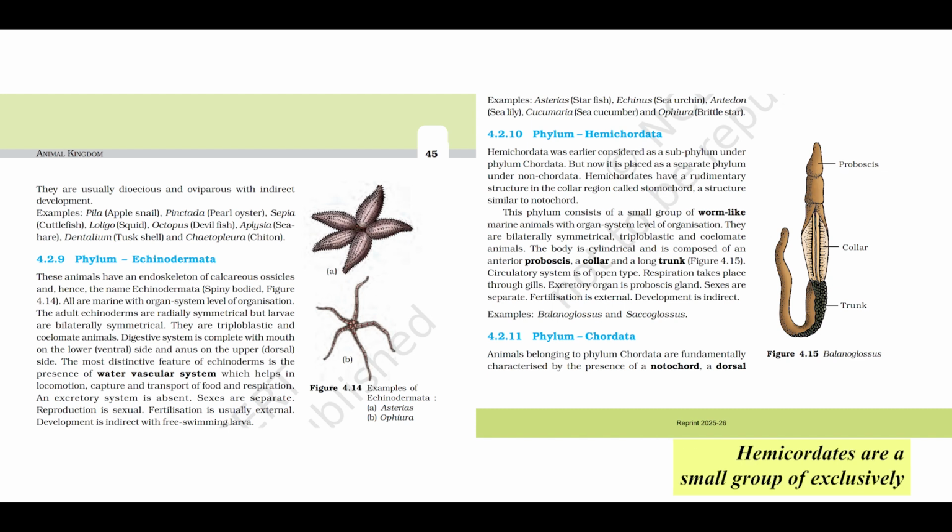Hemichordates are a small group of exclusively marine worm-like animals. They exhibit the organ system level of organization. They are bilaterally symmetrical, triploblastic, and coelomate animals. Their soft, fragile body is typically cylindrical and divided into 3 distinct regions. An anterior muscular proboscis, used for burrowing and feeding, a short, fleshy collar behind it, and a long trunk.